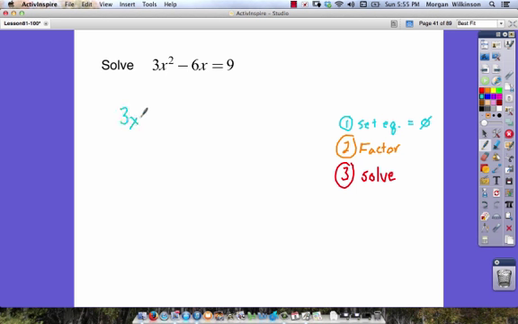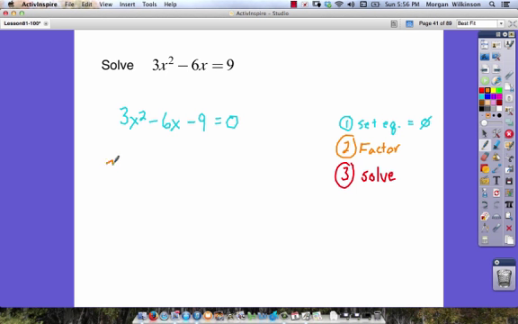So we're going to get 3x squared minus 6x, and then we're going to subtract 9, because we're doing the opposite here to move it to the opposite side of the equation. Minus 9 equals 0. We set the equation equal to 0. Step 2 is to factor. And this one has two parts to factor, because when we factor, we always have to factor out the greatest common factor first. So 3x squared, 6x, 9.